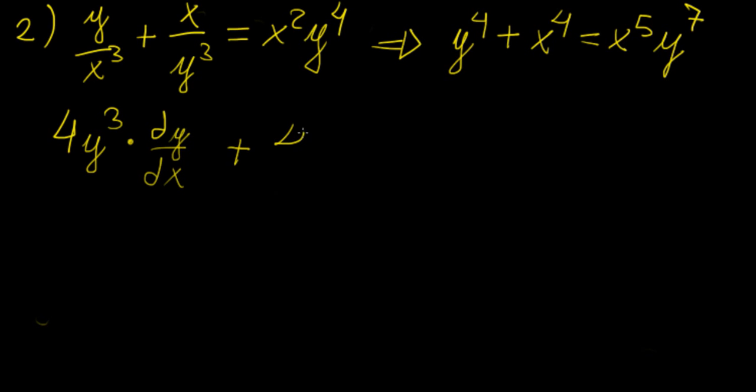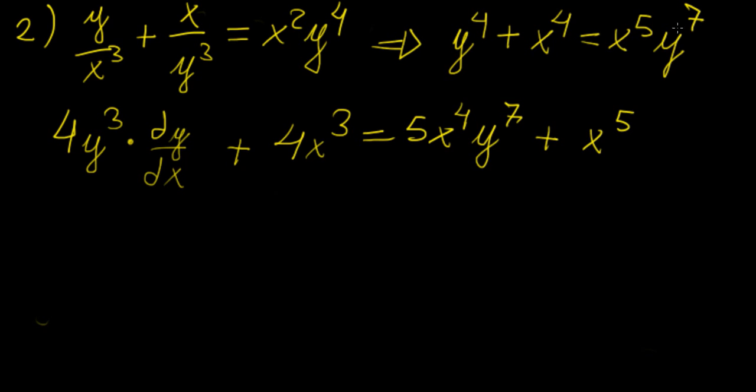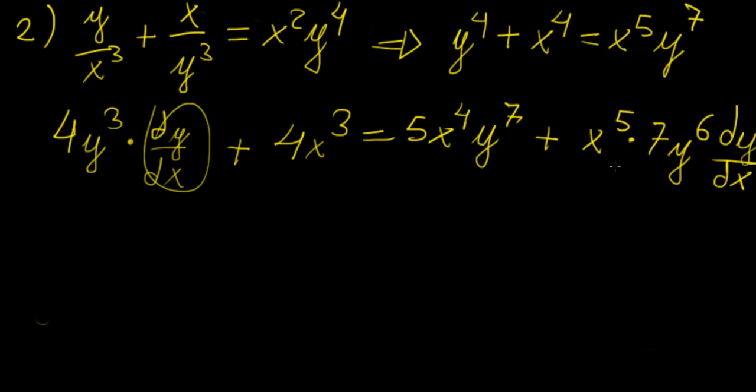Then for this one we have 4x cubed, and on the other side we're going to have to use the product rule, so that's going to become 5x to the power 4 times y to the power 7 plus x to the power 5. The derivative of this is going to be 7y to the power 6 times dy over dx. So now that we have our terms here, we can separate them and solve for dy/dx.